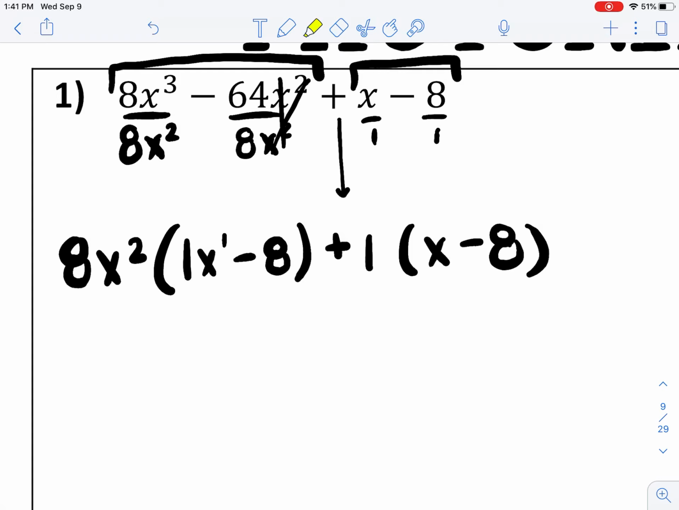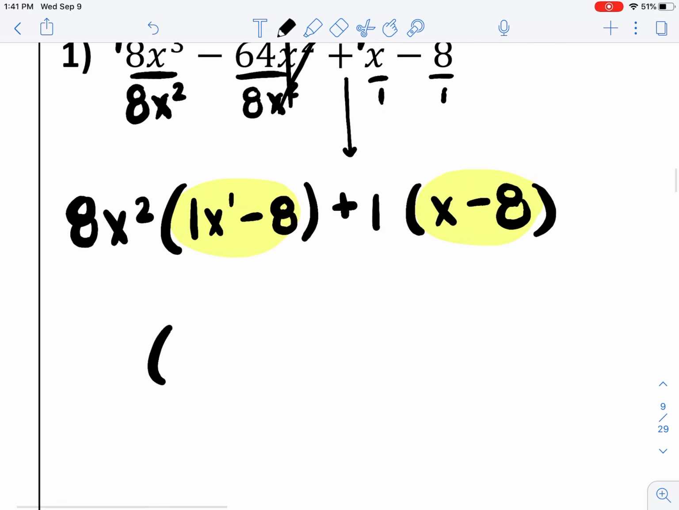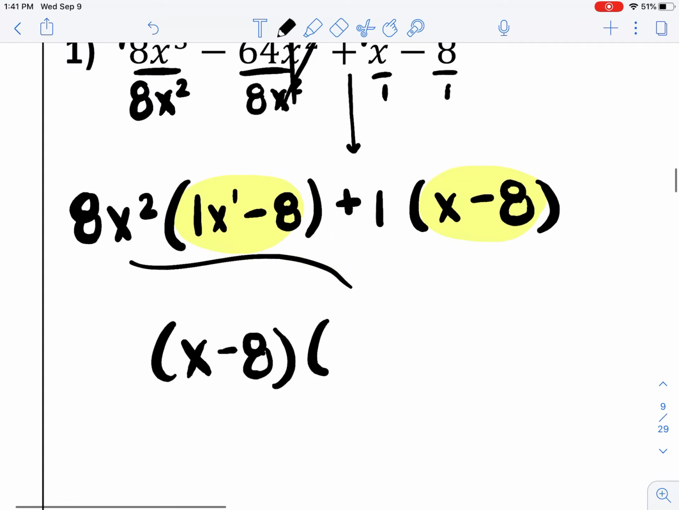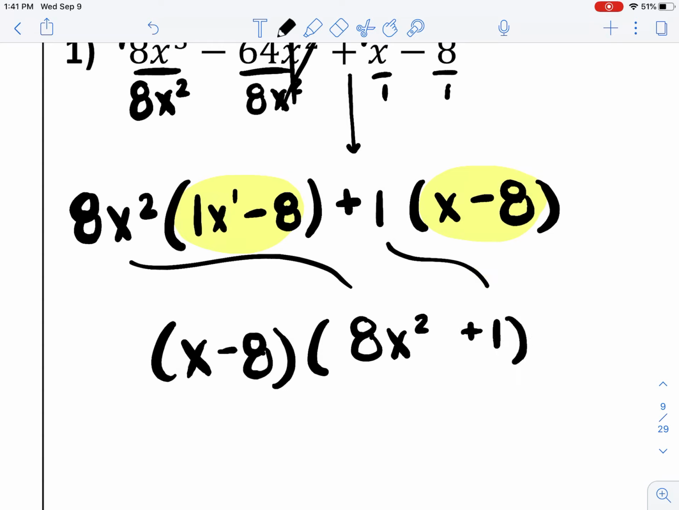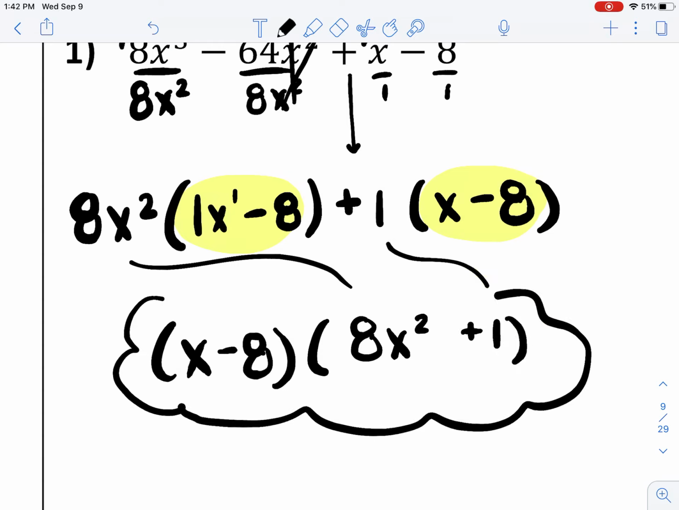Now I can see that these match. So I can factor that out, pull out the x minus 8. And then my leftovers, the 8x squared plus 1, goes into your other parentheses. So we have our answer, x minus 8 times 8x squared plus 1.